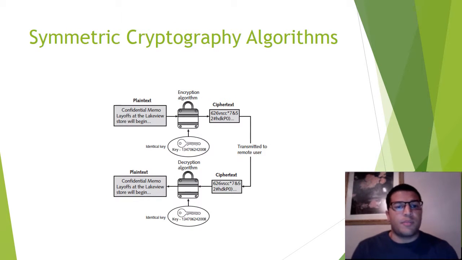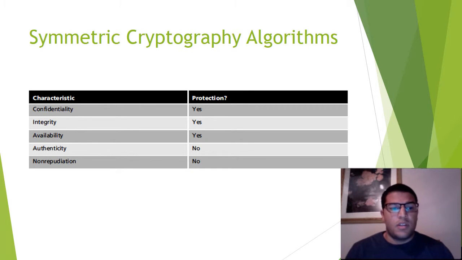This is the figure for symmetric cryptography. A plain text is encrypted with a key, making it into ciphertext. The ciphertext is then sent to the receiver. The receiver then decrypts the ciphertext with a key identical to the first. This ensures confidentiality, integrity, and availability, but does not ensure authenticity and non-repudiation.